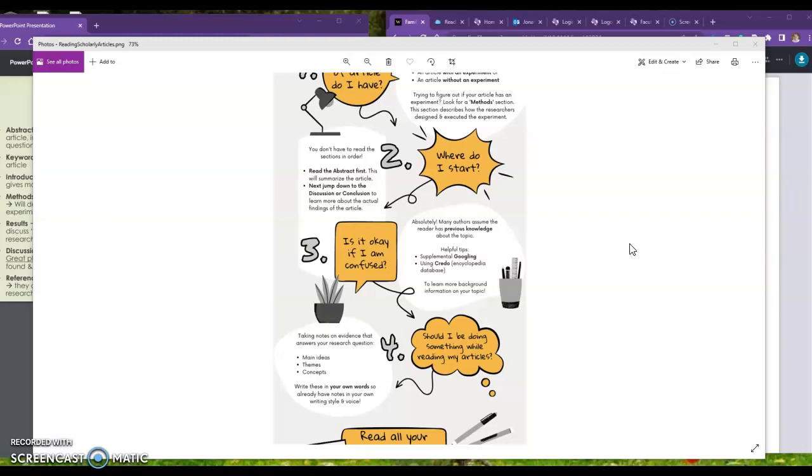The meat is the methods. It could be the results. That's not really as important, because you can go back to it if needed. But the sandwich method is going to save you a lot of time: the top bread, the abstract, and the bottom piece, the discussion or conclusion. When we look at an actual article, we'll look at that.